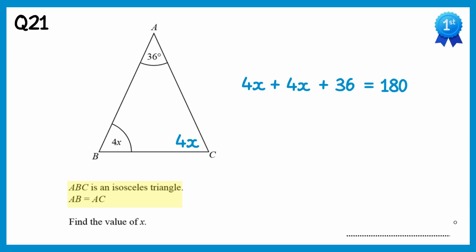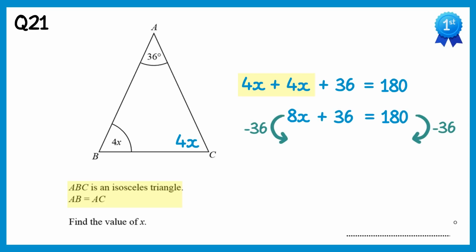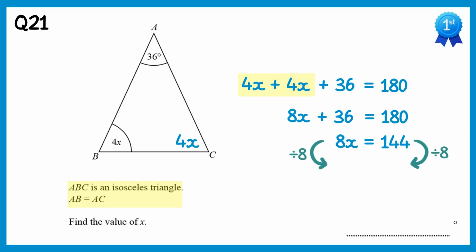We now have an equation to solve, so if we add the two 4x's together, that gets you 8x, and then we've got plus 36 equals 180. To solve this, take 36 from both sides. On the left, the 36's will cancel, so you've just got 8x, and on the right, 180 take 36 is 144. Now divide both sides by 8. On the left, 8x divided by 8 gives you x, and on the right, 144 divided by 8 gives you 18. So the answer is x equals 18 degrees.